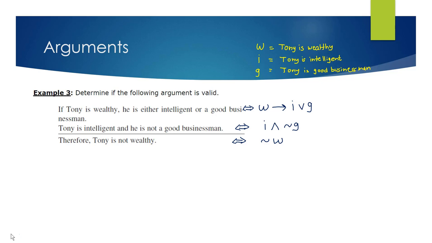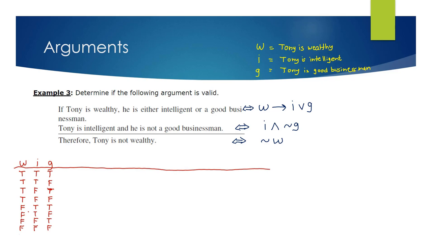I'm going to start with the three basic statements and come up with every possible truth value combination for those. So there they are. It's every possible combination of truth and falseness between those three variables. I'm going to start with I or G, because that's one of the things I have to look at. I or G is going to be true as long as at least one of them is true. It's only going to be false when both of them are false. So that's how I get the truth table here.